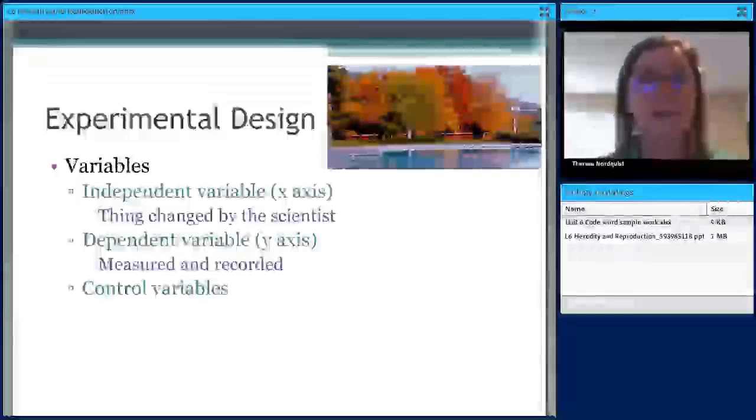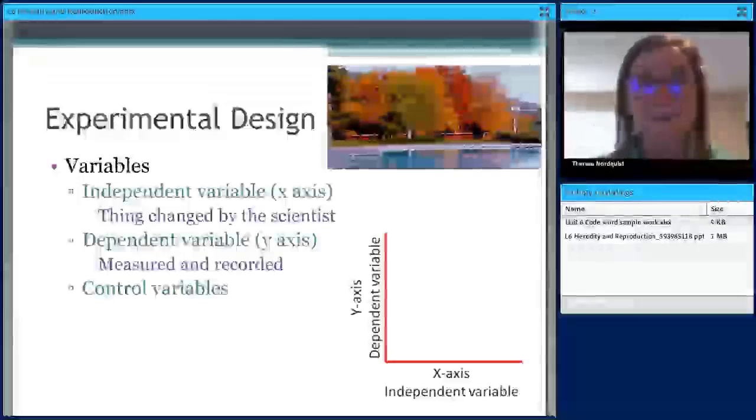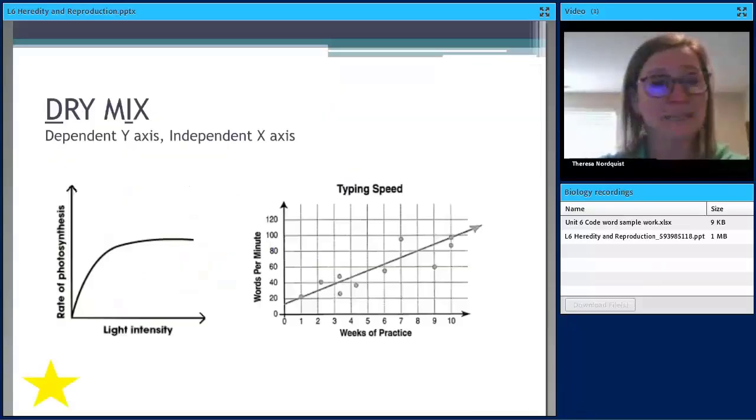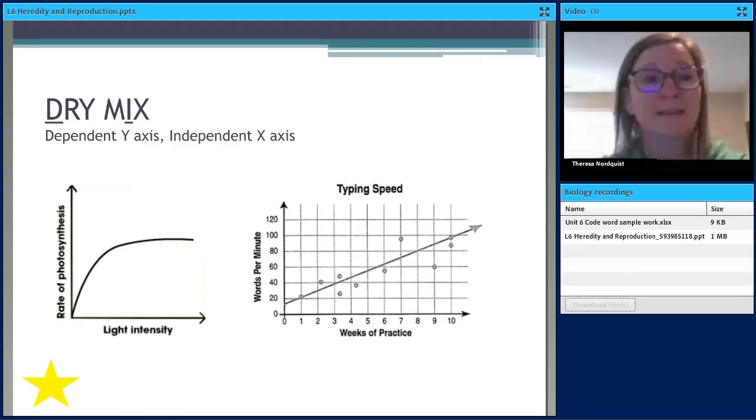Now, when you create a graph, there are rules on where you put the independent and dependent variable. The independent variable is supposed to go on your x-axis, and your dependent variable goes on your y. Okay, your lesson, and I thought this was kind of cool, I've never heard this one before, gives the acronym DRY MIX to help you remember where they go. So DRY has a D and a Y in it, so the dependent variable goes on the y-axis, and MIX has an I and an X in it, so the independent variable goes on the x-axis.